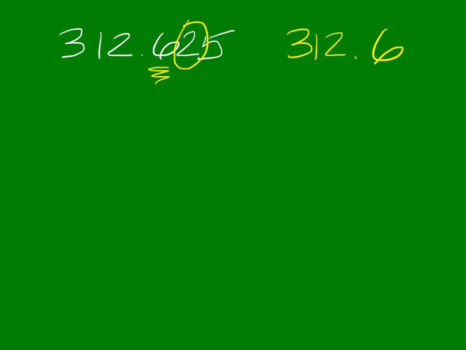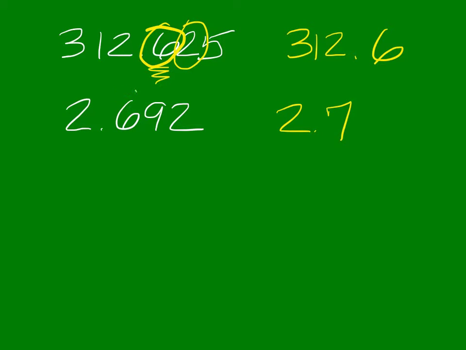In this number, I'm going to round to the 10th place. What should the final answer be? 312.6. We're rounding to this place, so you look at that number. If it's less than 5, this one stays the same, and you drop everything else after it. What about this number? Rounded to the tenths place. 2.7. You're rounding to this place. This is higher than 5, so you bump that one up 1 and drop everything else after it.